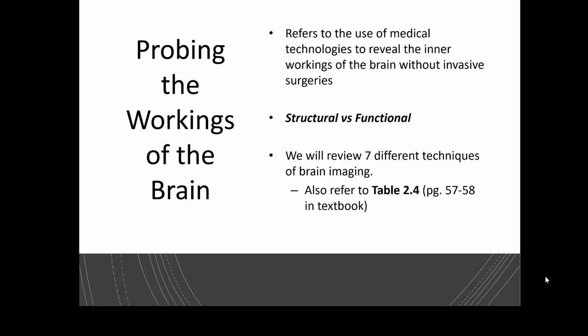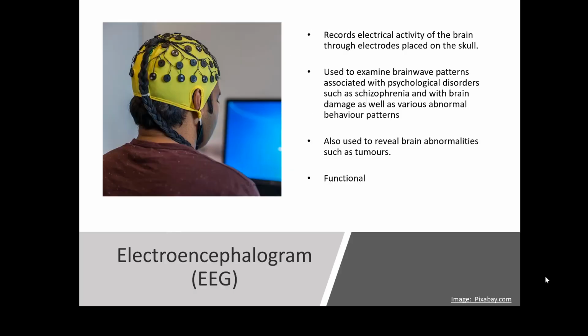We'll review 7 different types of technologies available in brain imaging. You can also refer in your textbook on pages 57 to 58, table 2.4, for detailed outlines of each of these assessments. The first we'll look at is the electroencephalogram, also EEG for short.